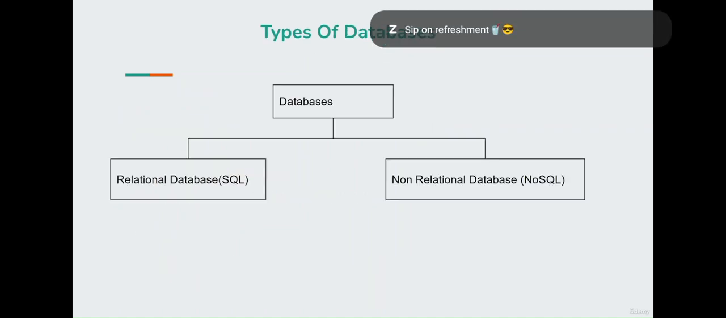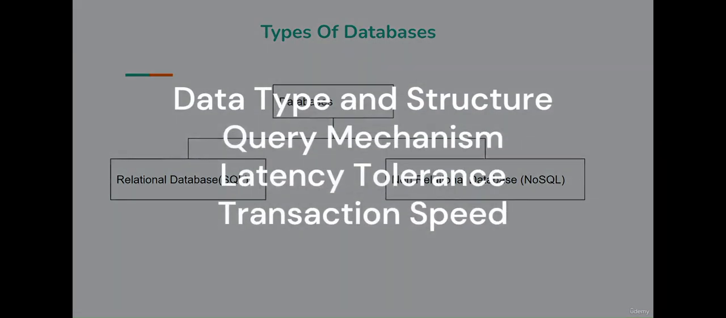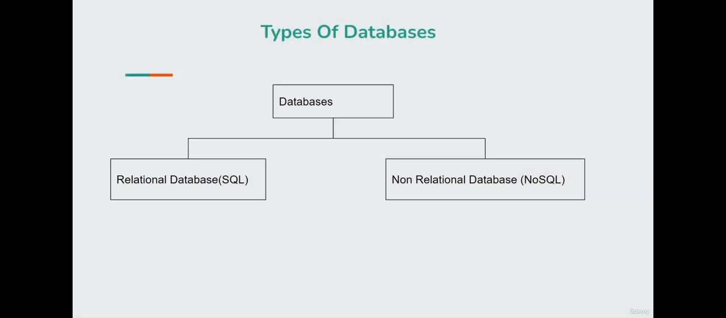So let's talk about the types of databases. Several factors influence the choice of database, such as the data type and structure, querying mechanisms, latency requirements, transaction speeds, and intended use of the data. It is important to mention two main types of databases here. Number one is relational and the other is non-relational database.